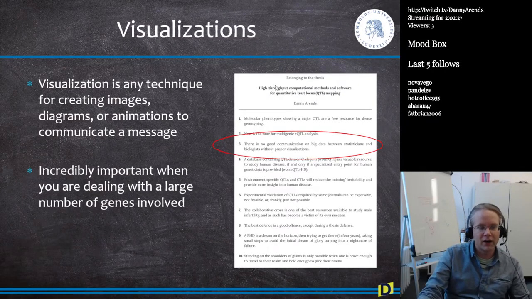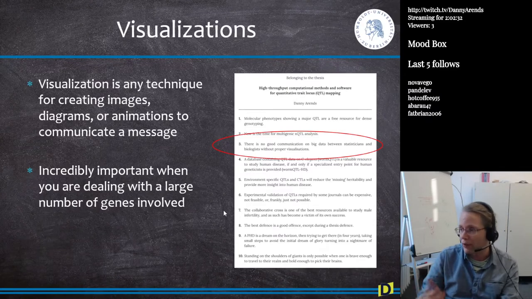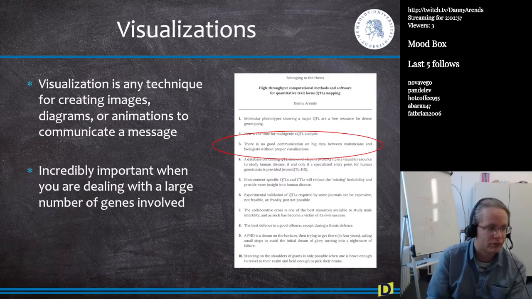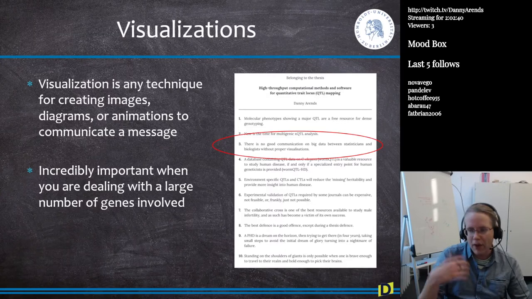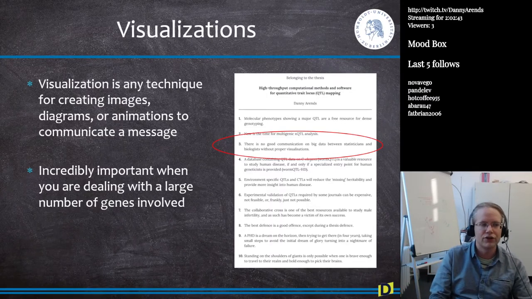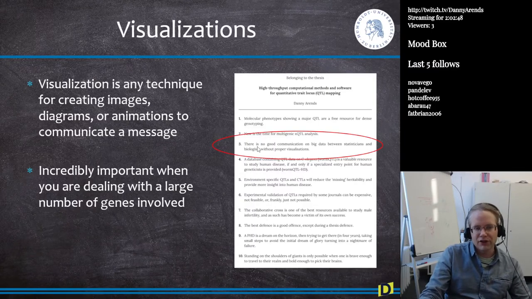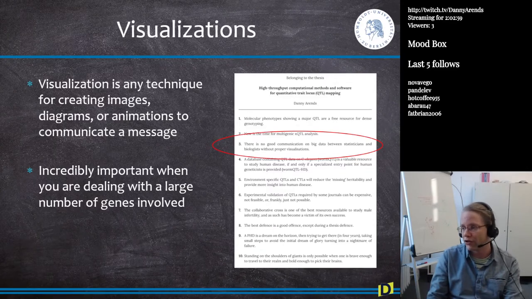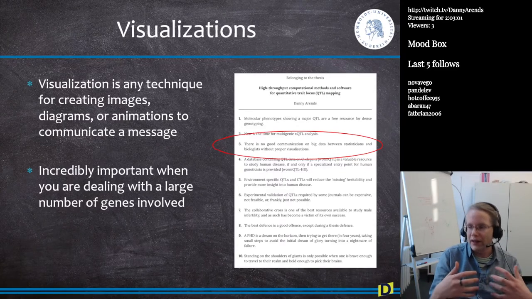So this is my list of propositions for my thesis. When I did my PhD, if you do it in Holland, then next to your PhD thesis, which is like this book of a couple of hundred pages describing which papers you published and what kind of research you did, you also have a list of propositions. One of my propositions was that there is no good communication on big data between statisticians and biologists without proper visualizations. Because if you are a statistician, you speak a completely different language than a biologist, and if you want to communicate together, then you need to have a certain language which you can share.